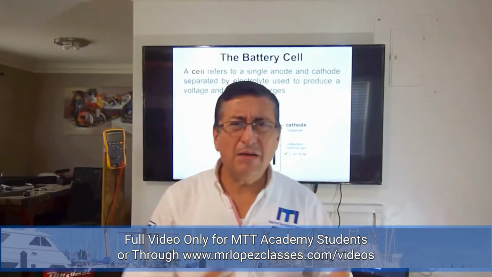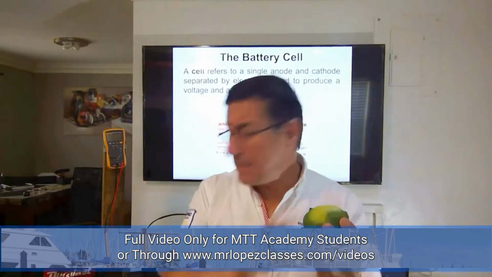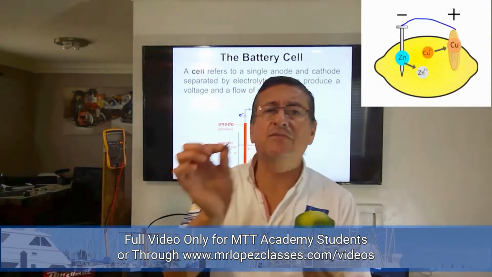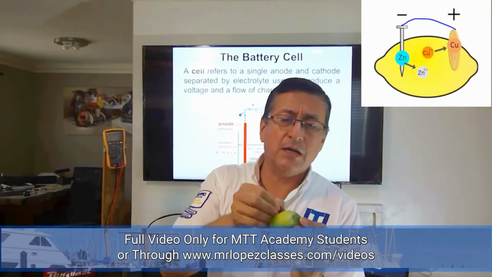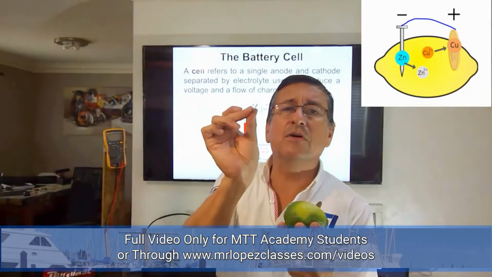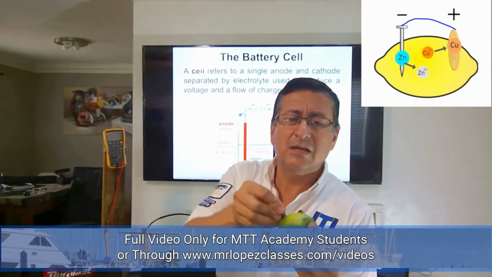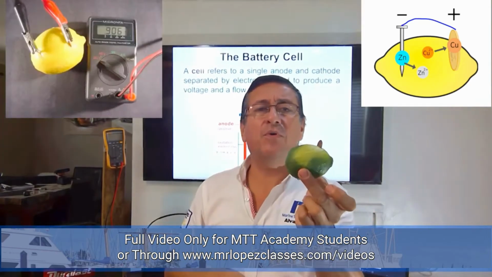Okay, you can create a simple battery with a lime like this. You cut the lime and you insert two metals. For example, I am going to insert one coin of copper here, and I am going to insert another coin of silver here. If I check the voltage DC right now, you have 1.5 volts.